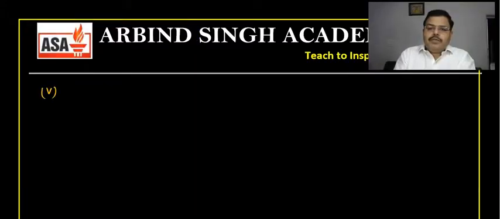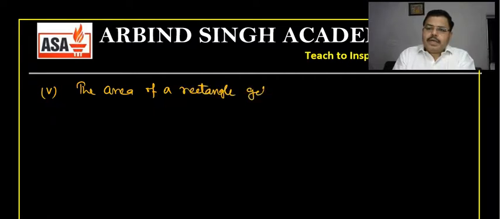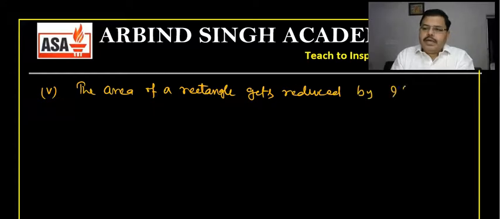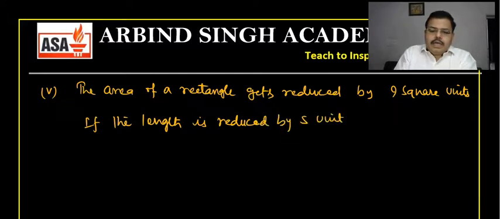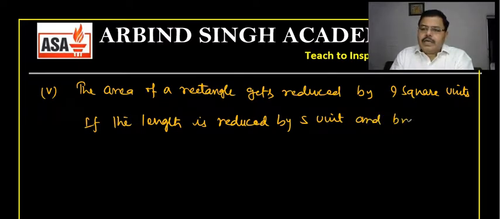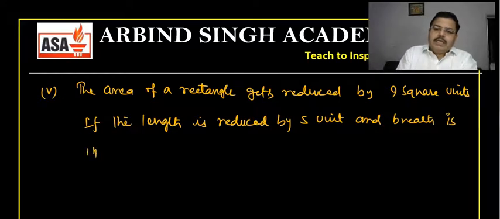Now there is a question number 5. The area of a rectangle gets reduced by 9 square units if the length is reduced by 5 units and breadth is increased by 3 units.